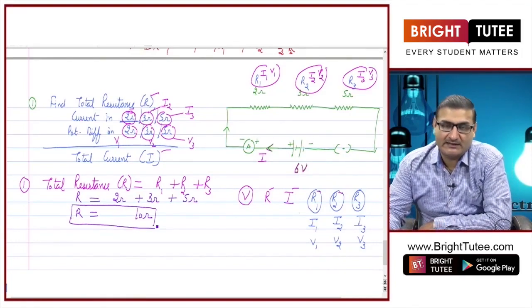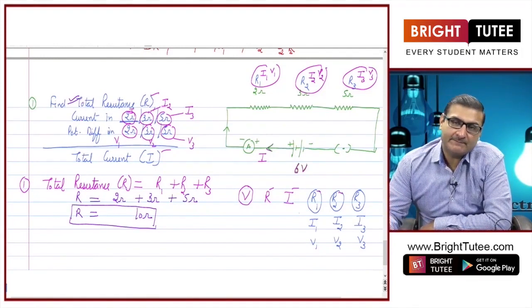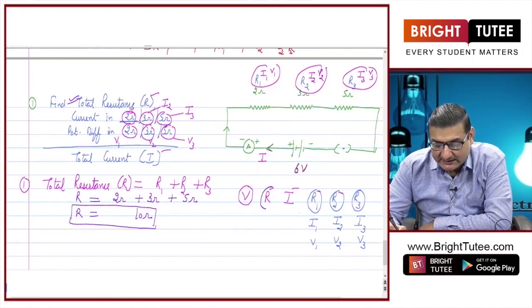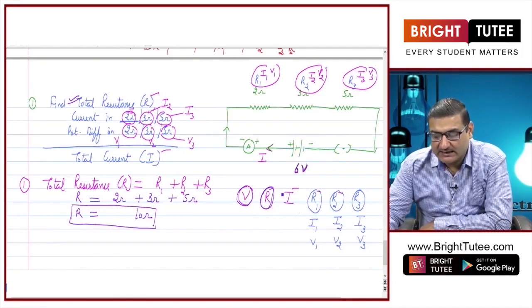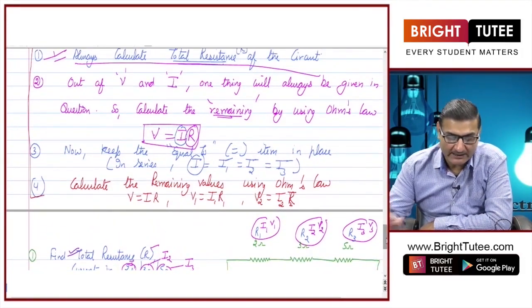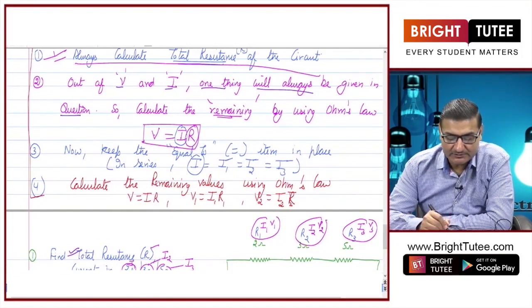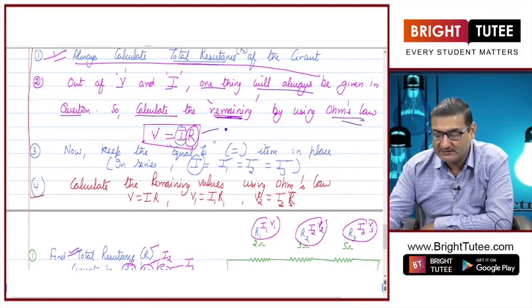So first milestone achieved, first topic, first point, first thing that was asked in the question calculated. Now among these I will put a circle wherever I see that I have calculated it. The total V was given to me in the question to be 6 volts. I have told you. Total R I have found out, right? This was our first step. Got it? Now, what did I write in the second step? Again, go back. Out of V and I, one thing will always be given in the question. So, calculate the leftover, the remaining thing by using Ohm's law, V is equal to IR.